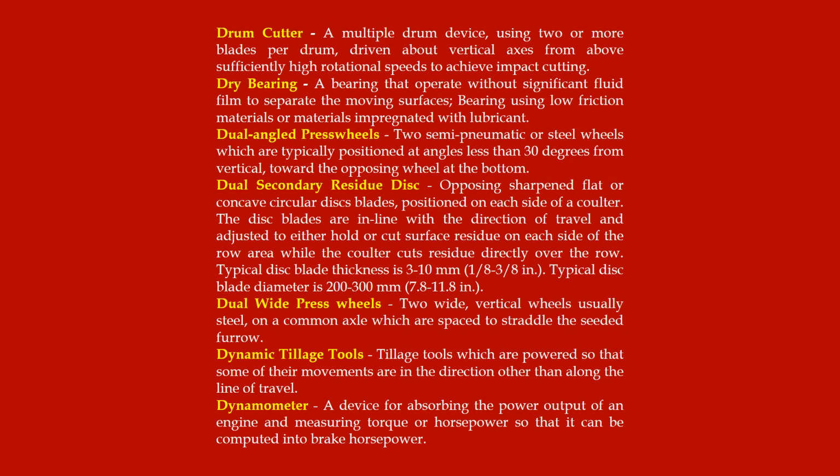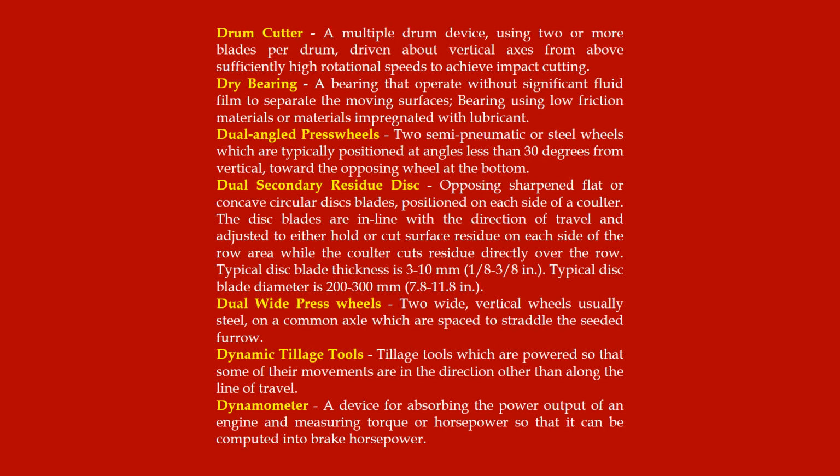Dry bearing, a bearing that operates without significant fluid film to separate the moving surfaces, using low friction materials or materials impregnated with lubricant. Dual-angled press wheels, 2 semi-pneumatic or steel wheels which are typically positioned at angles less than 30 degrees from vertical toward the opposing wheel at the bottom.